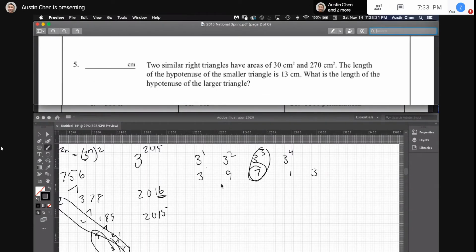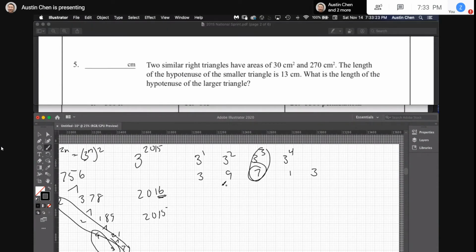Two similar right triangles have areas of 30 centimeters squared and 270 centimeters squared. The length of the hypotenuse of the smaller triangle is 13 centimeters. What is the length of the hypotenuse of the larger triangle?